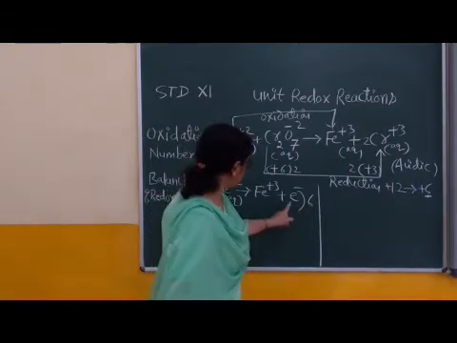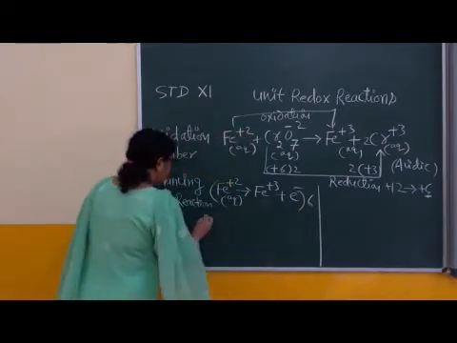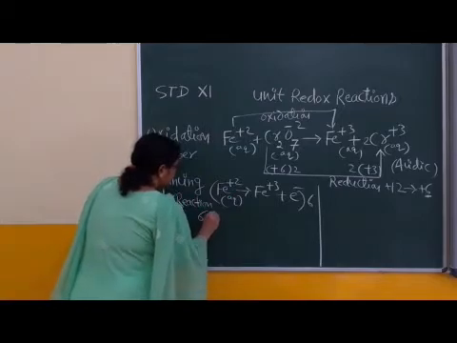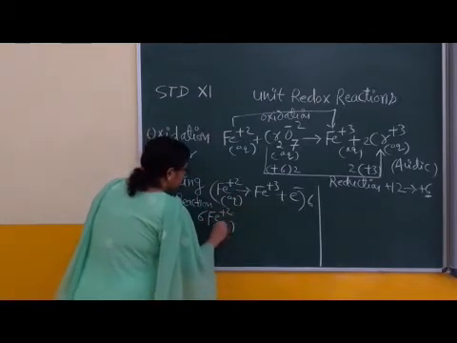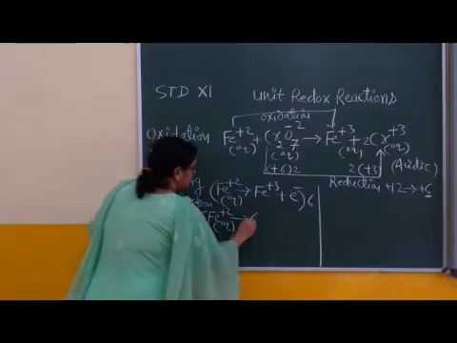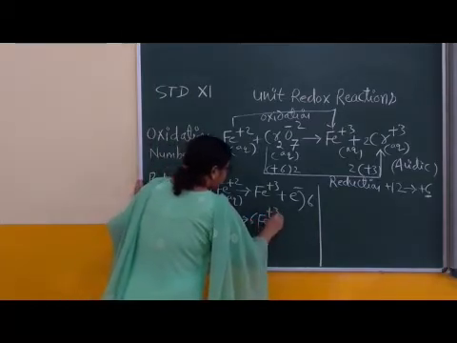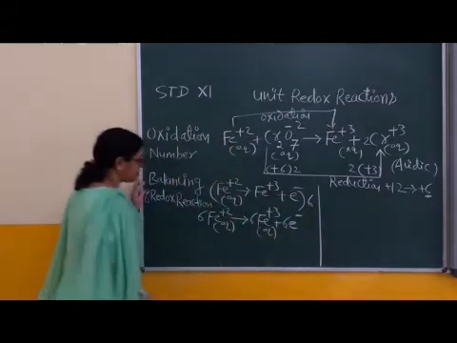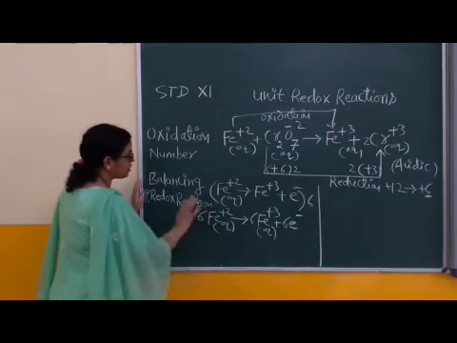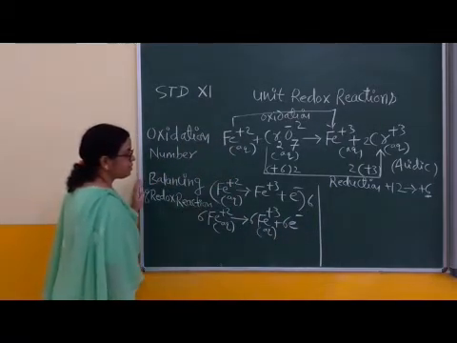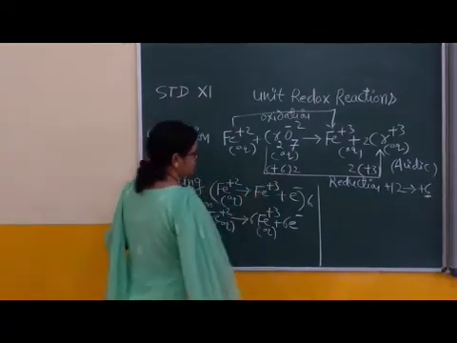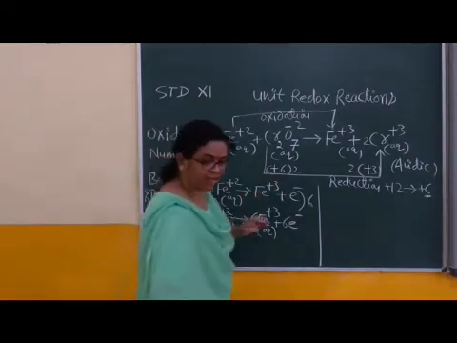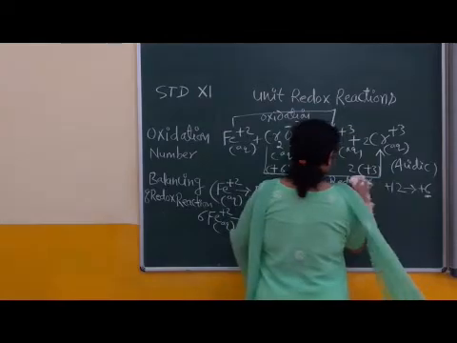Right? After multiplying, what is next is 6 Fe plus 2 in aqueous medium going to 6 Fe plus 3 in aqueous medium plus 6 electrons. This is the balanced oxidation half. Now the second is the reduction half, and the reduction half is dichromate to chromous.